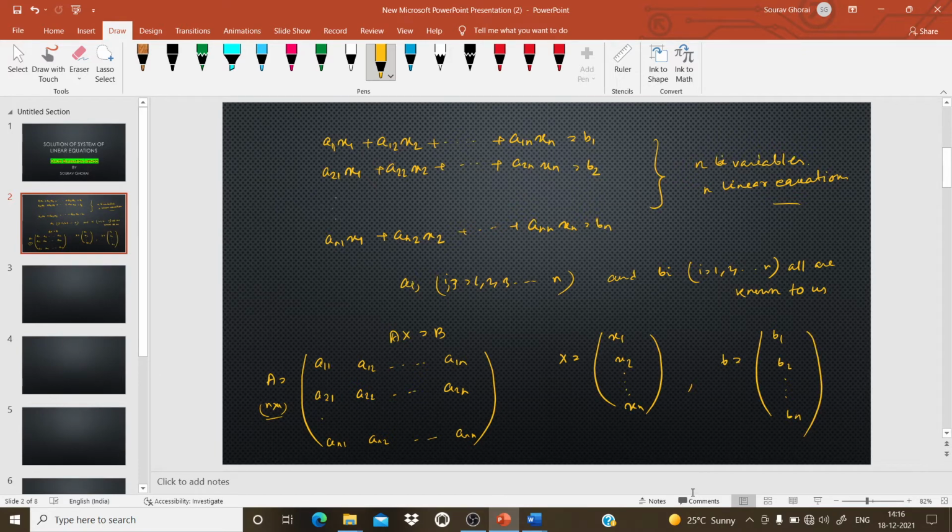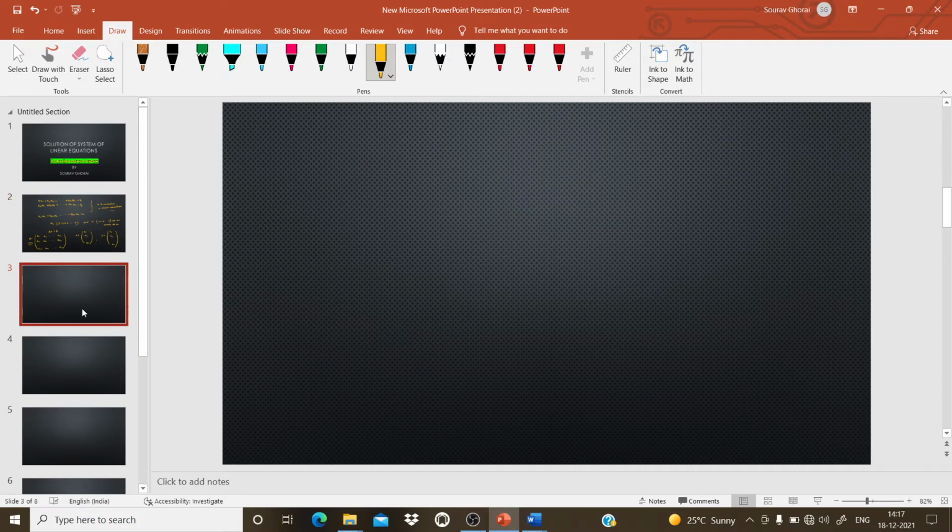So now the question is, we have constructed the matrix form, and how can we solve it? Now I am going to tell you the procedure of solving a system of linear equations by the Gauss elimination method. Actually, the Gauss elimination method is a direct method.